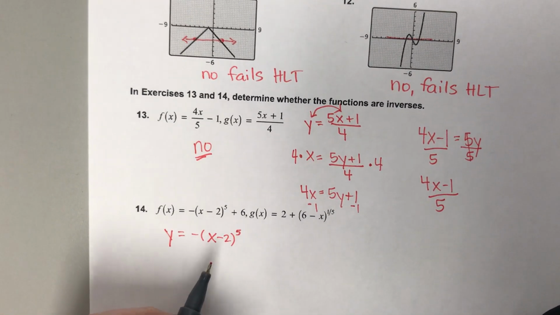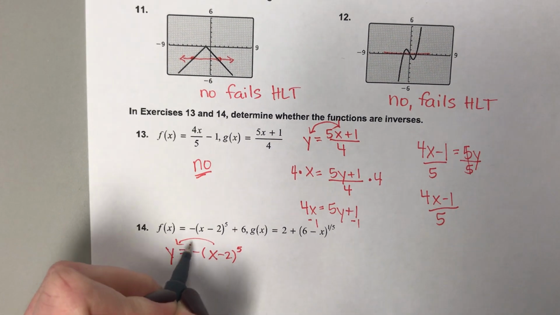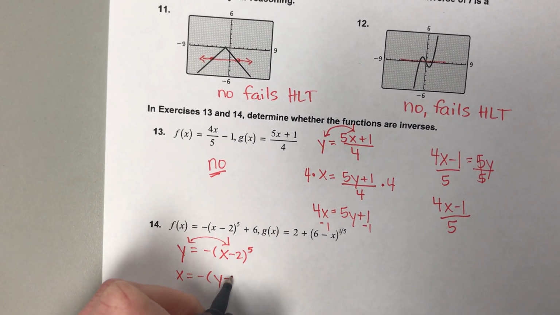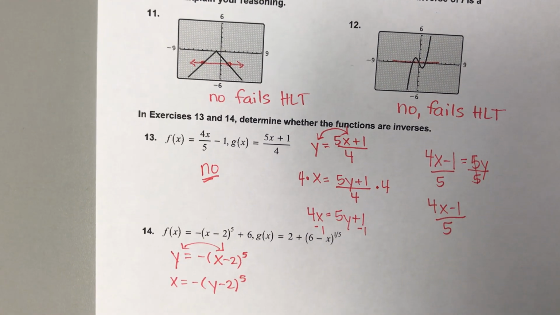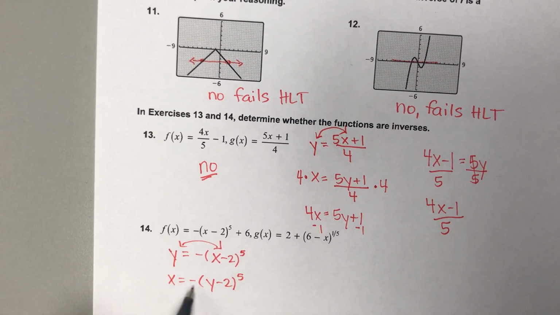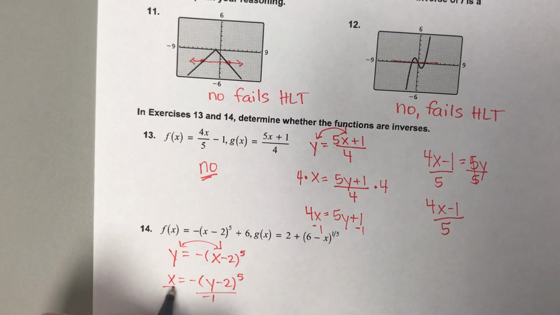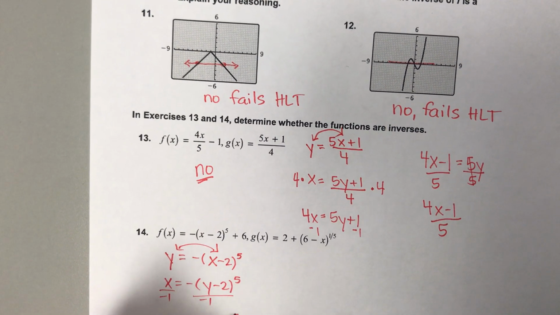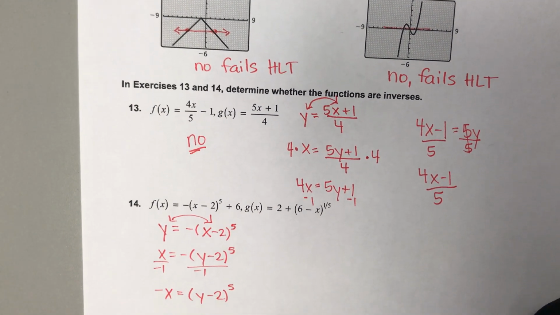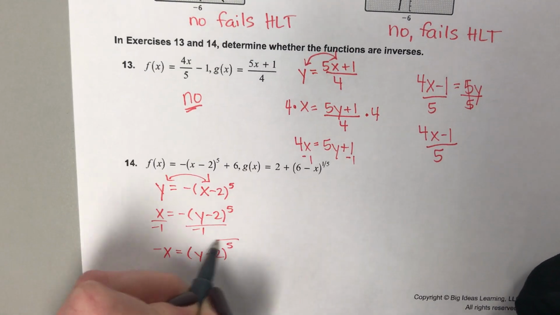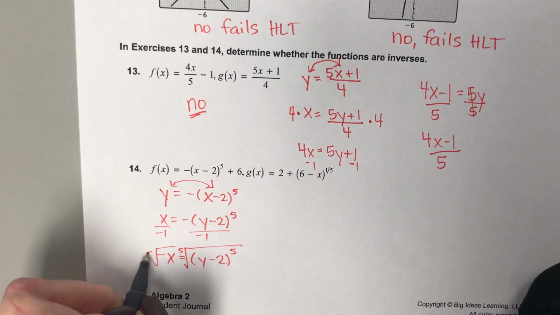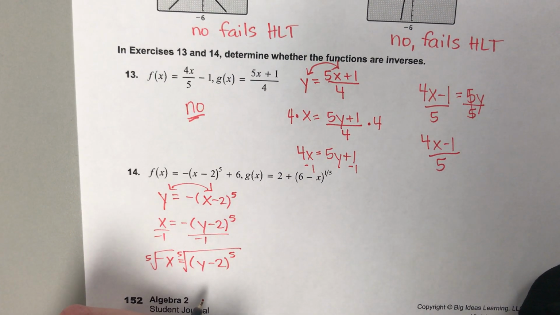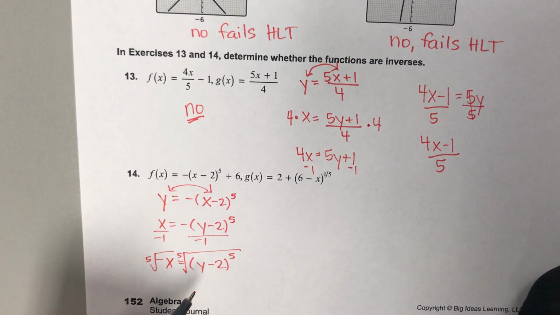Okay, so now I'm going to swap out my x and my y. So I'll have x equals negative y minus 2 to the 5th. So I can get rid of this negative first. So negative x equals y minus 2 to the 5th. And then I'm going to have to take the 5th root. Oh my gosh, I forgot the 6.